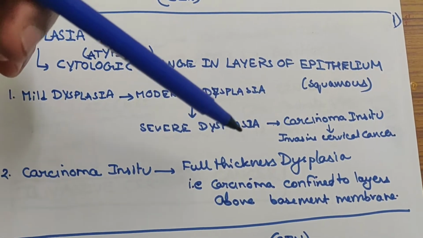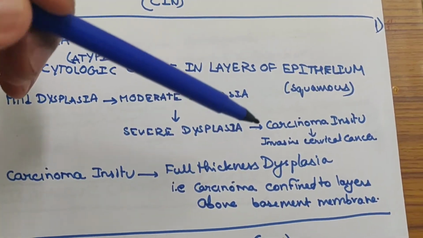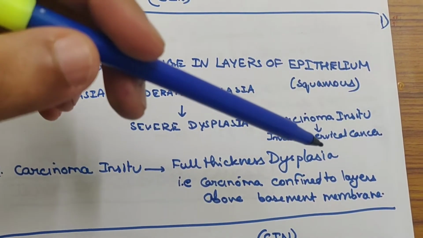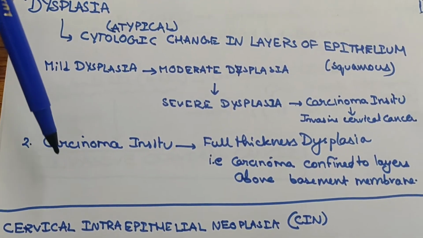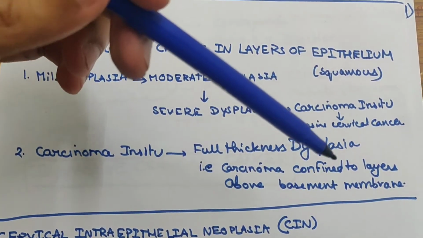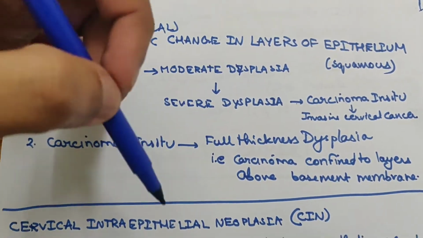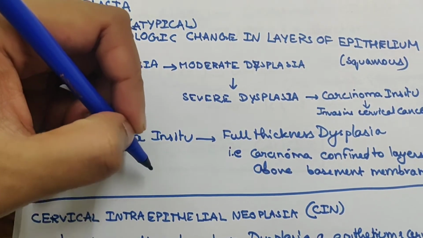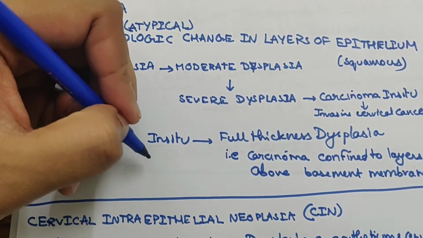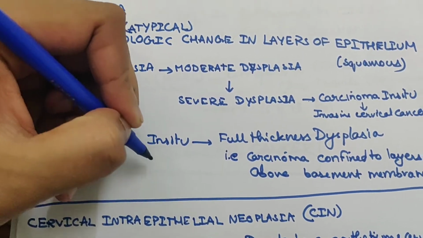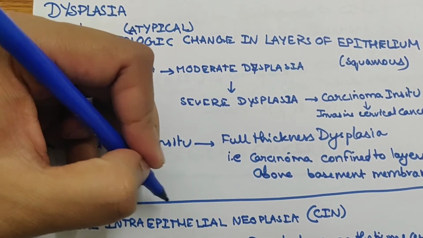And after severe dysplasia we have carcinoma in situ, which next leads to invasive cervical cancer. Carcinoma in situ means full thickness dysplasia, that is, carcinoma confined to layers above the basement membrane. If we consider this is the basement membrane, we have epithelium up to here, then there is involvement of the complete epithelial layer above the basement membrane.